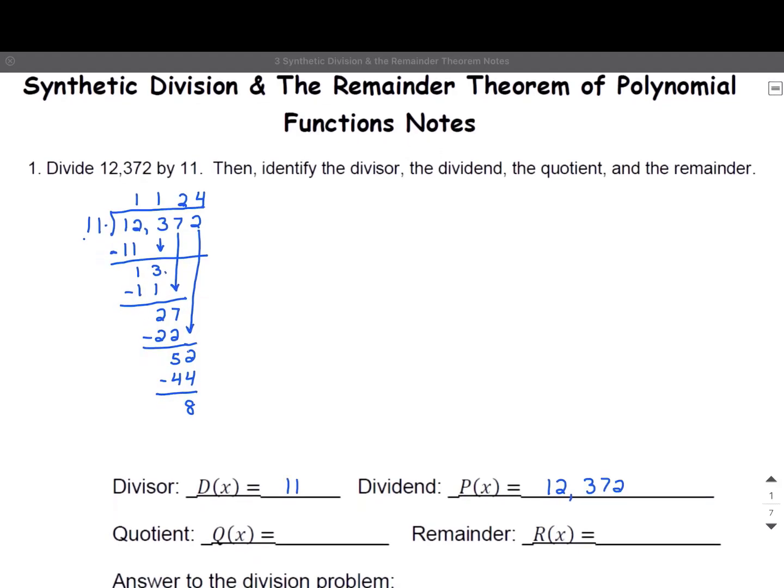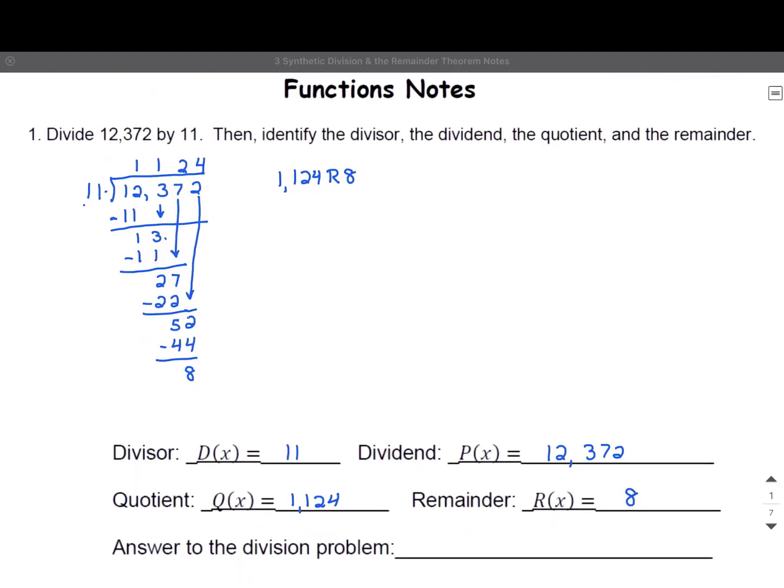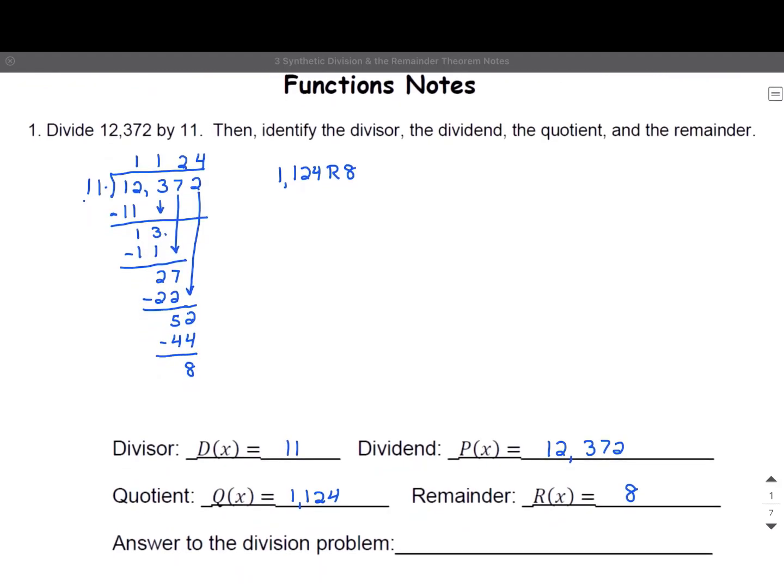So when you first started doing division, you were allowed to say your answer was 1,124 remainder 8. That's because your quotient was 1,124 and your remainder was 8. But as you got older and more advanced, you realized that the better way to express this answer was 1,124 and 8/11ths, right? That was really the answer to the division problem, 1,124 and 8/11ths.